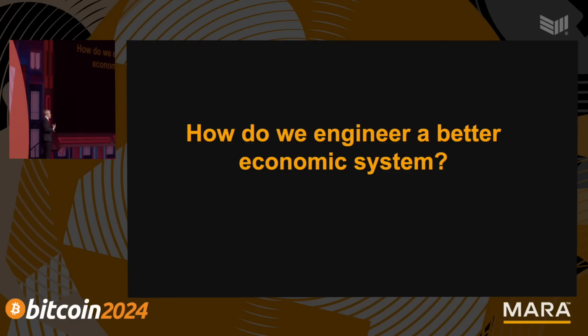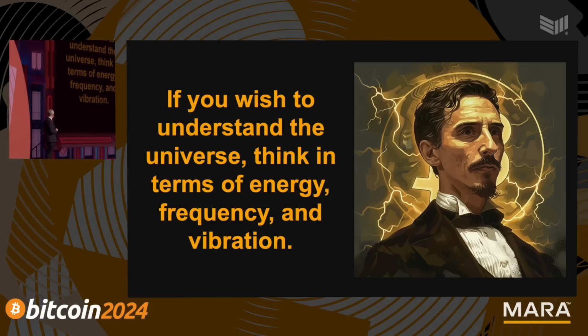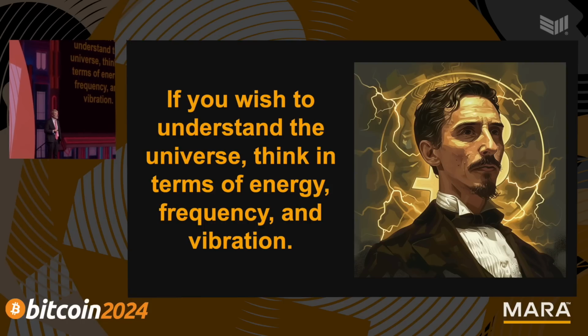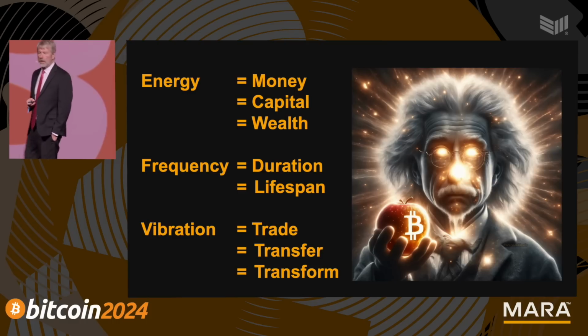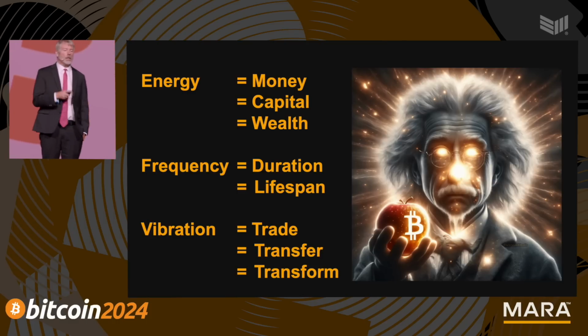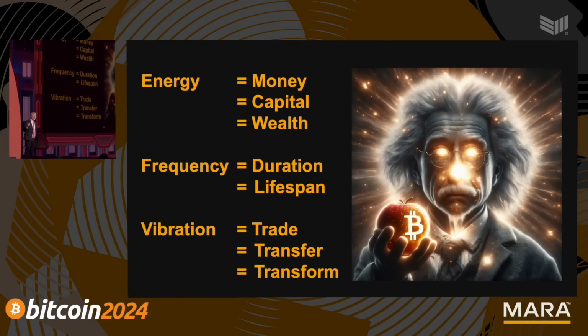So how do we engineer a better system? Well, this is Tesla, and Tesla had a quote. He said, "You want to understand the universe? Think in terms of energy, frequency, and vibration." I'm going to translate that. I'm going to talk about the physics of money now. What are the physics of money? Energy is money, or capital, or wealth. You could use them interchangeably for this speech.